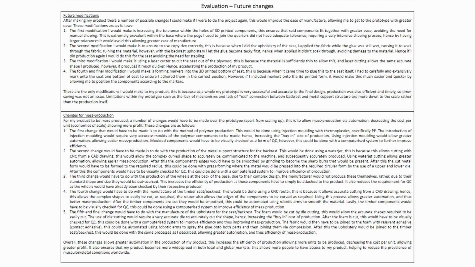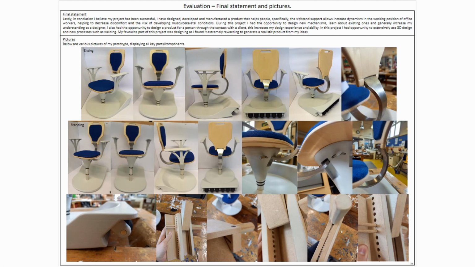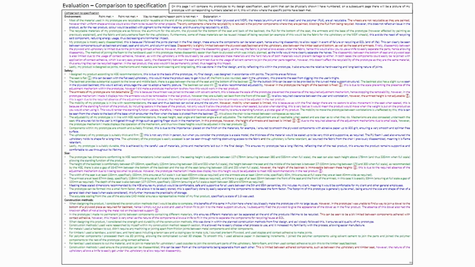Feature changes, so what would you do to improve it and why? Gantt chart, reflecting back over everything you've done and how accurate were you, and hindsight. Okay, and that is your evaluation.